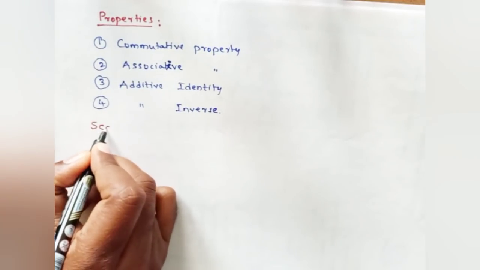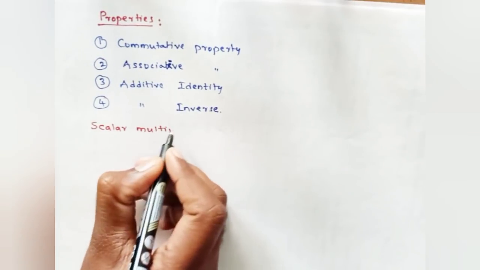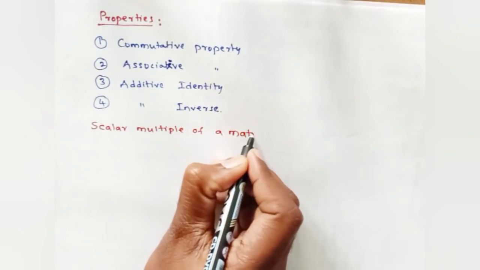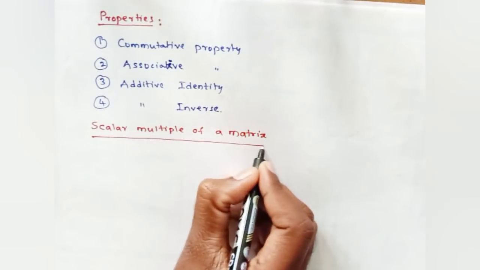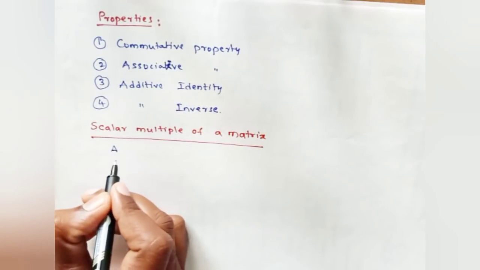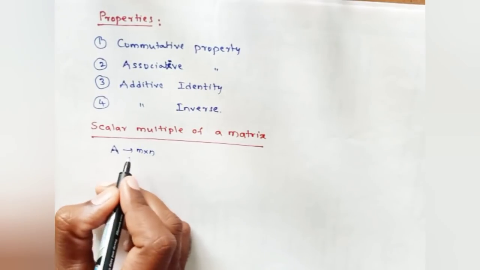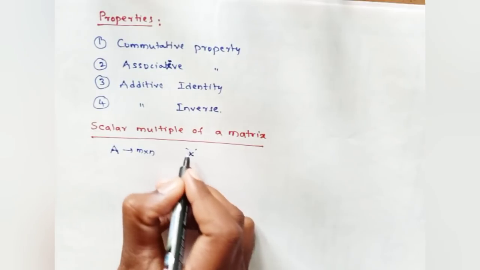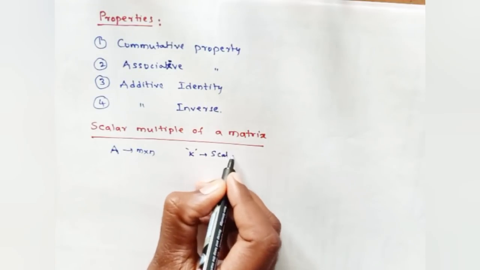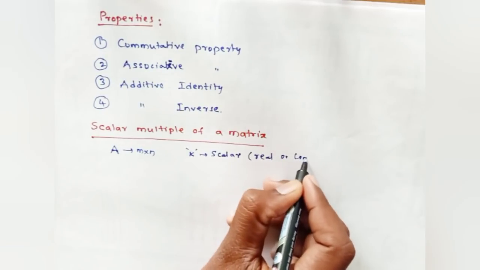The last one, the scalar multiple of a matrix. Scalar multiple of a matrix. So let us consider a matrix of order m by n, and k is any real number or complex number. So let this be a scalar. k is a scalar, real or complex.